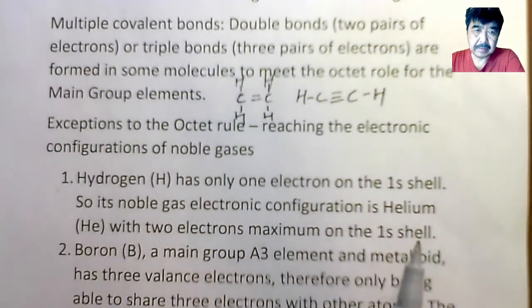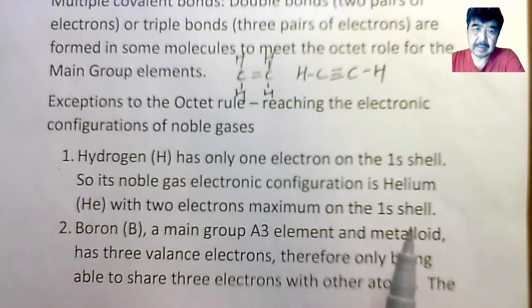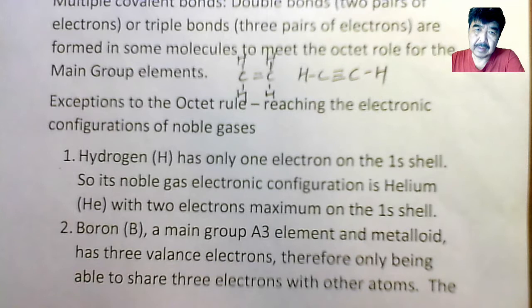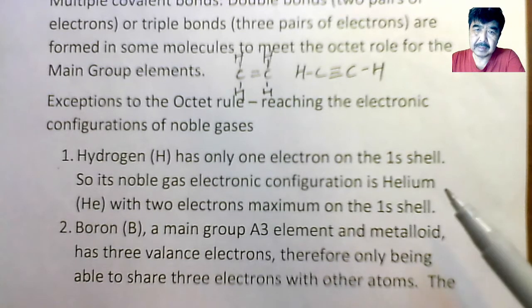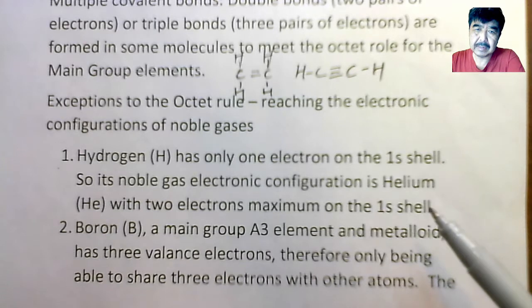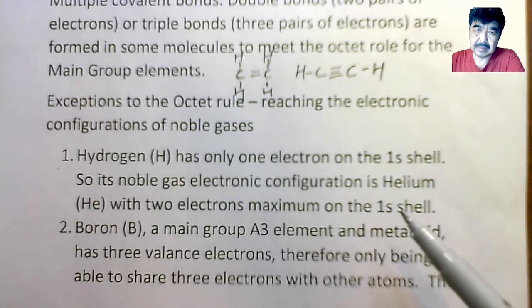So when we form a covalent bond, we follow the octet rule, but there are some exceptions. The first one is hydrogen, which has only one electron, so only one shell, and the corresponding noble gas electronic configuration is helium. Helium has 2 electrons, because the first shell has only the s orbital, and an s orbital holds two electrons maximum.